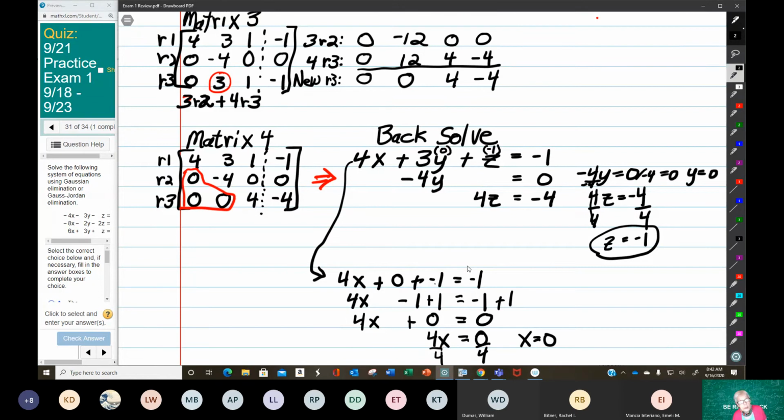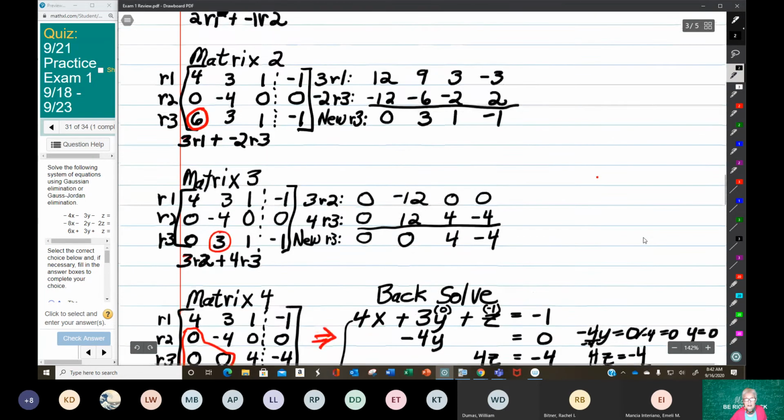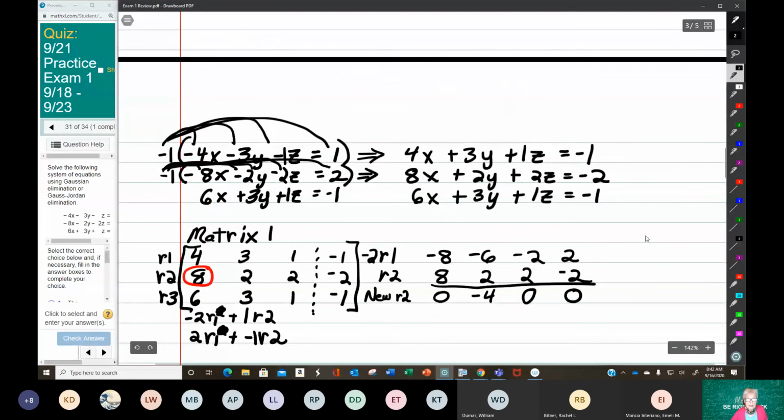I can even draw you a sort of graph of where that would be. But let's write out our ordered triple first, which is going to be the answer. Z is -1 and the other two numbers are 0. So x, y, z equals 0, 0, -1.